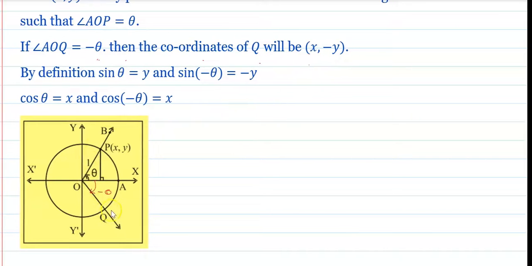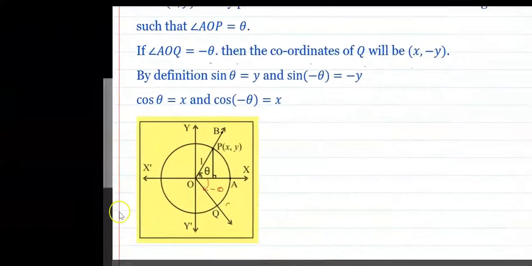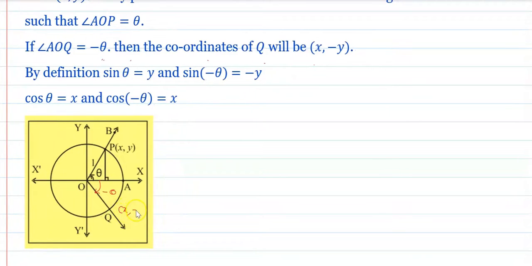The coordinate of the point Q is (x, minus y). So the y coordinate is negative. Now by definition, sin theta is equal to y for the positive angle.